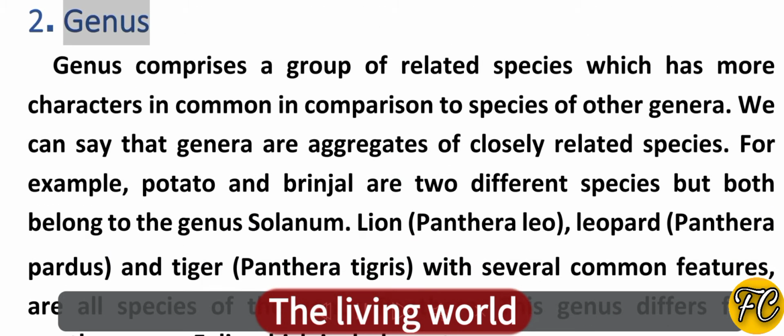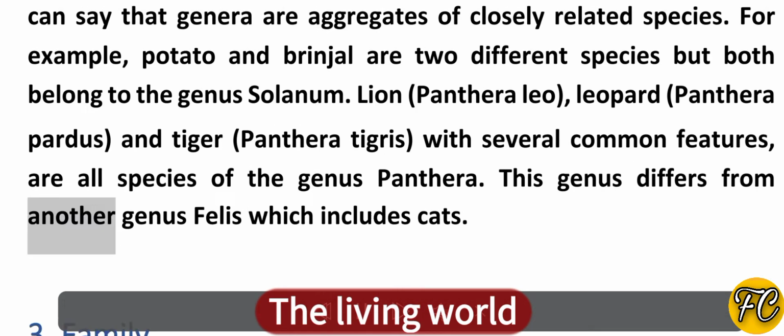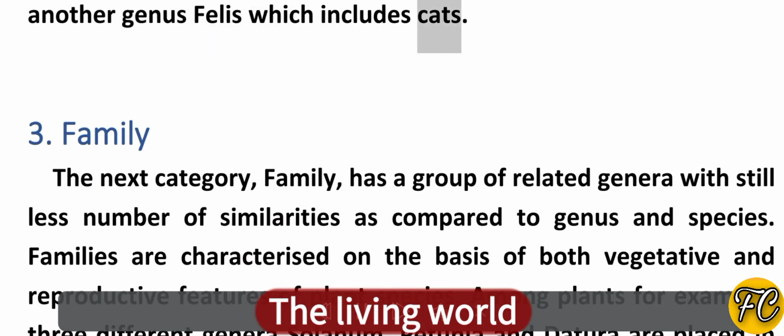2. Genus. Genus comprises a group of related species which has more characters in common in comparison to species of other genera. We can say that genera are aggregates of closely related species. For example, potato and brinjal are 2 different species but both belong to the genus Solanum. Lion, Panthera leo, leopard, Panthera pardus, and tiger, Panthera tigris, with several common features, are all species of the genus Panthera. This genus differs from another genus Felis, which includes cats.